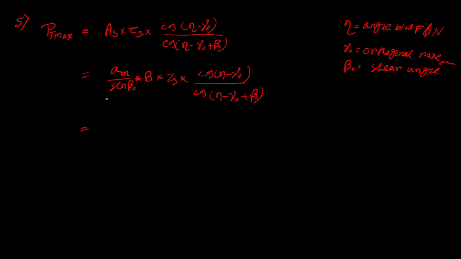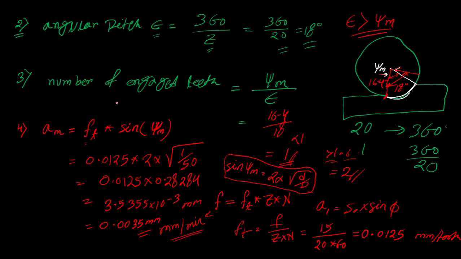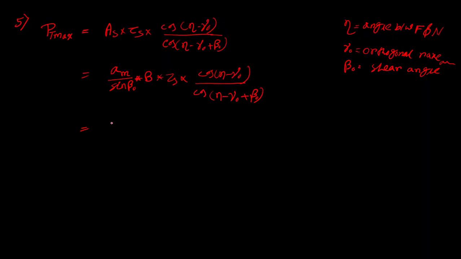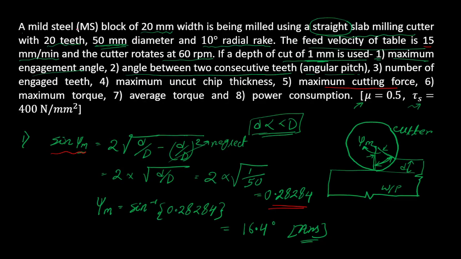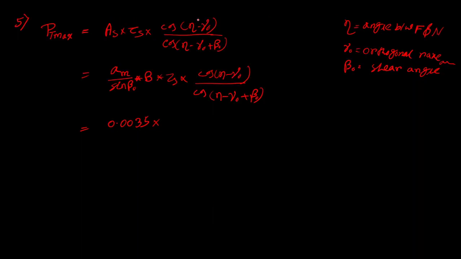Now we have all these values. The maximum uncut chip thickness AM we have is 0.0035, let's put it here. The width is also given in the question, 20 millimeter. Sine of beta naught: how to find out this beta naught?